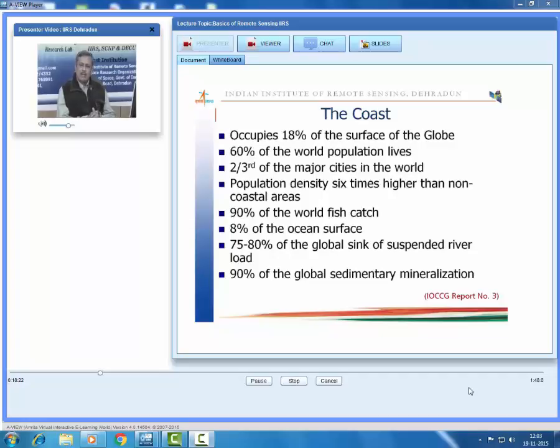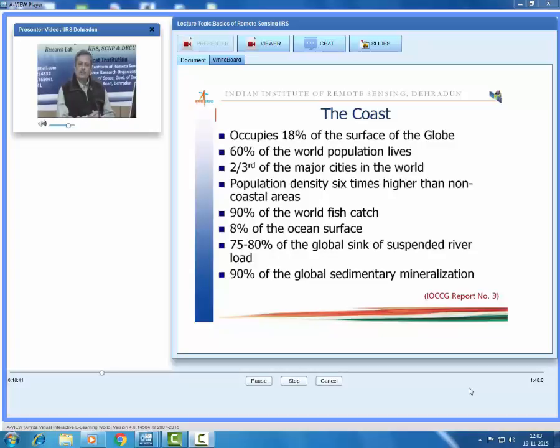The further away from the coast you go, the more you move toward the open ocean, and you will find that the productivity of the water decreases, like the chlorophyll concentration of the water is decreasing. As I told you, the coast is part of the land and part of the ocean. So around 8% of the ocean surface comes under the coastal water.